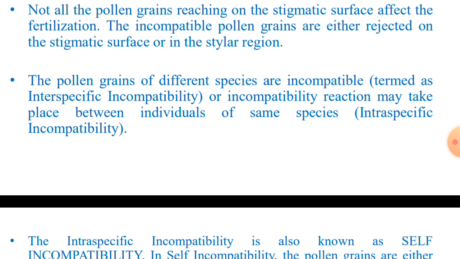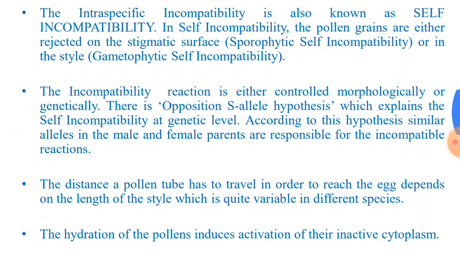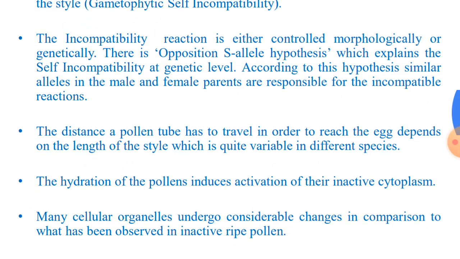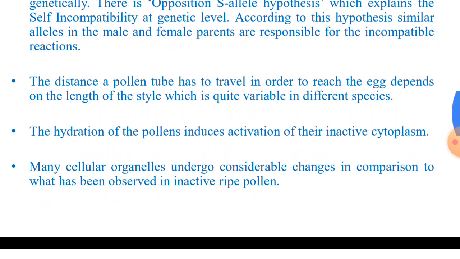This intraspecific incompatibility is also termed self incompatibility, that is the pollen grains are showing a self incompatibility reaction. The incompatibility reaction is controlled either morphologically or genetically. There is the S allele hypothesis which explains the self incompatibility at the genetic level. According to this hypothesis, similar alleles in the male and female parents are responsible for the incompatible reactions.